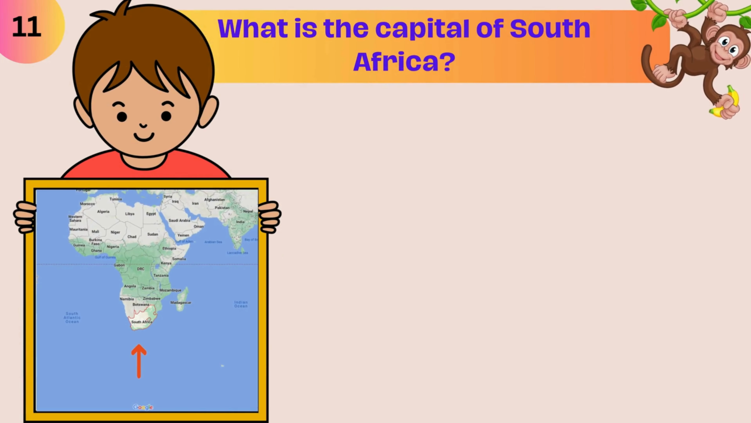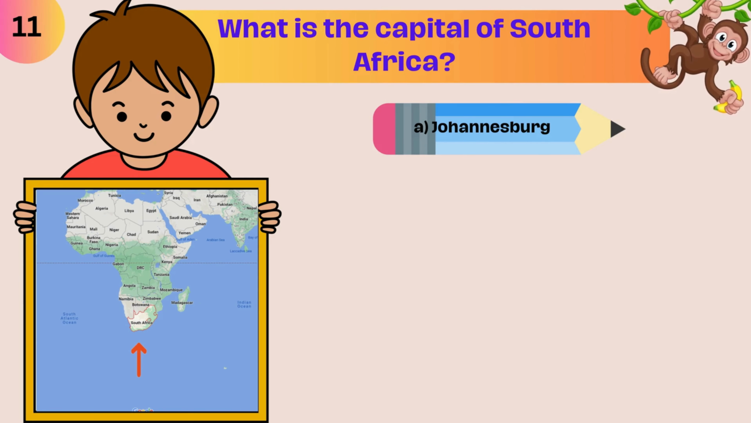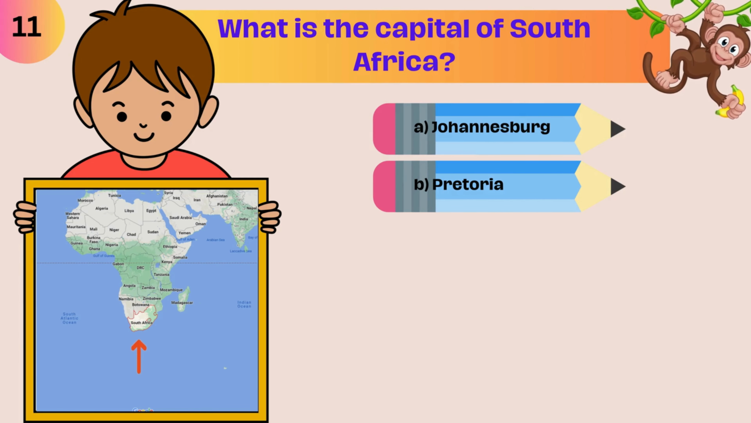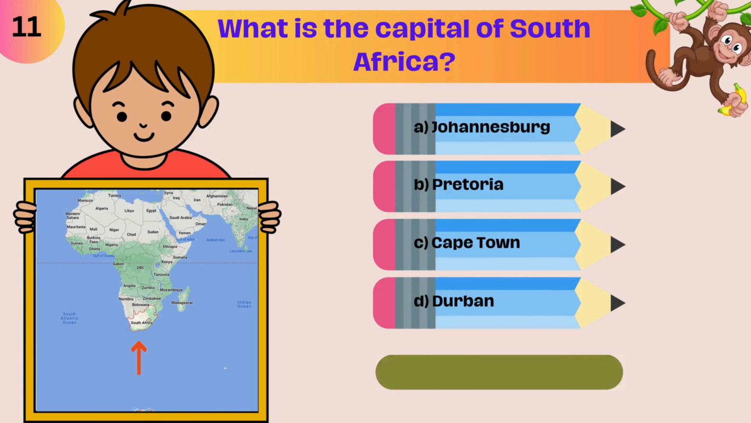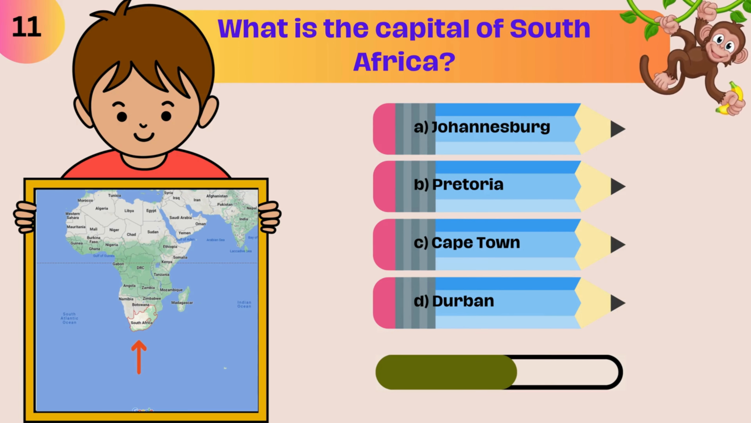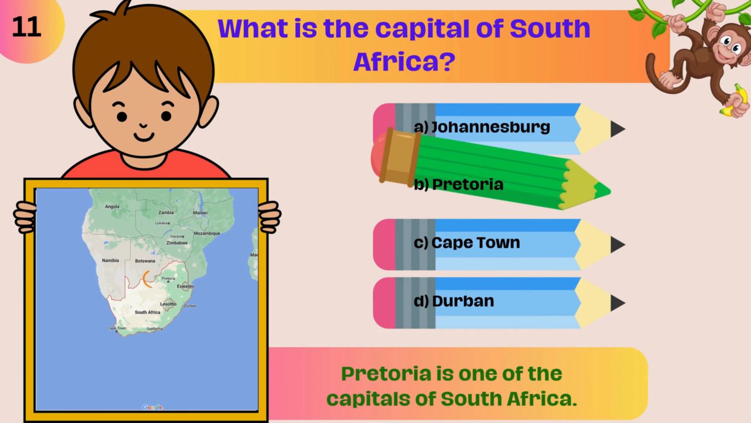What is the capital of South Africa? A. Johannesburg. B. Pretoria. C. Cape Town. D. Durban. The right answer is B. Pretoria.